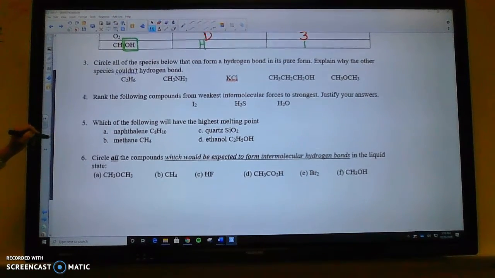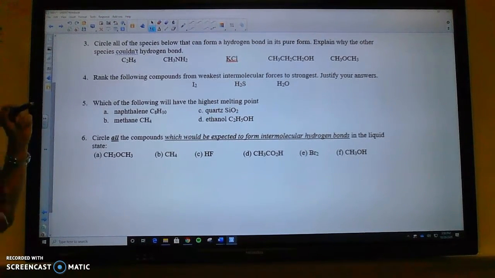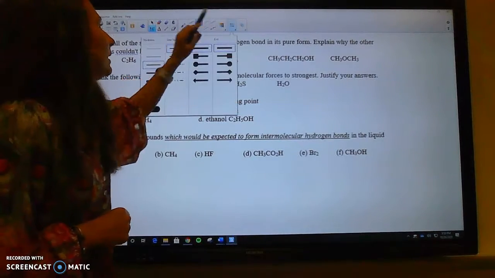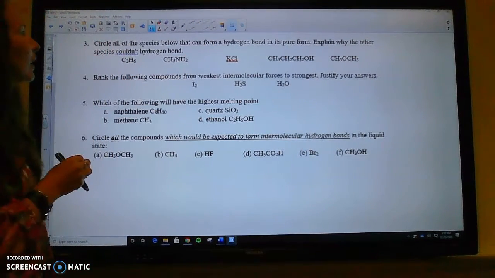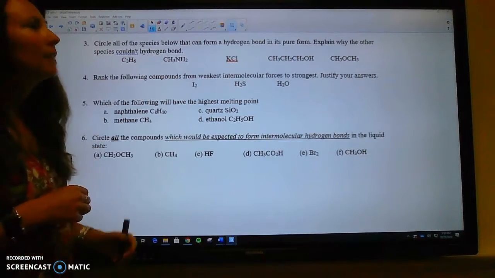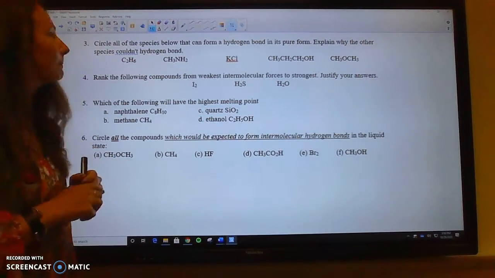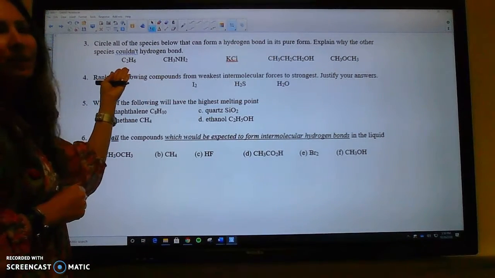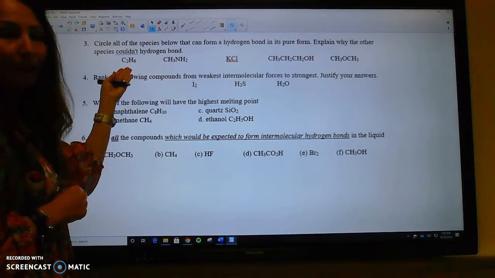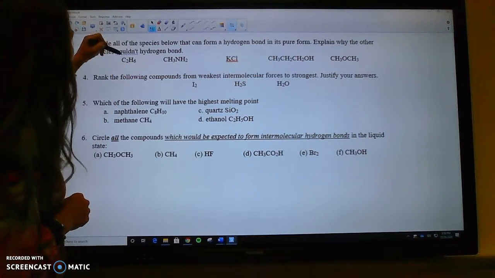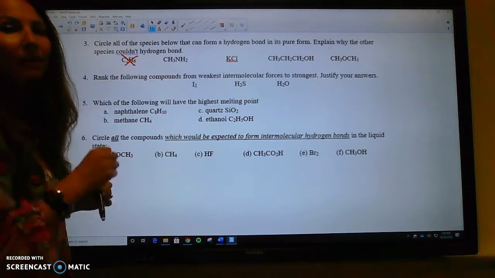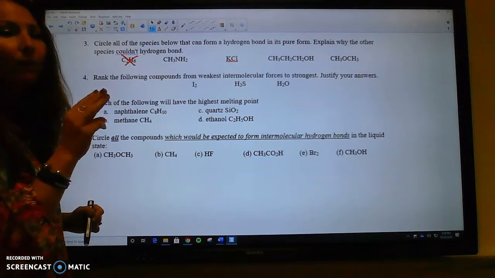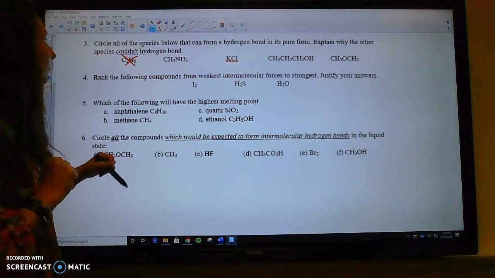Number 3, we have to circle the ones that can form a hydrogen bond, okay, in its pure form. So can these hydrogen bond? Explain why. If it doesn't, explain why it can't. So C2H6, does this hydrogen bond? No, it does not, because there's no hydrogen bound to oxygen, nitrogen, or fluorine. That is the reason why.